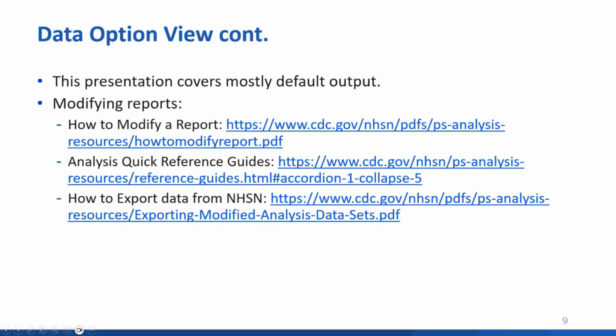So this presentation mostly covers default output, but there are resources that are available to help you modify the report for your use. There's a reference with general tips on how to modify a report. We also have many quick reference guides, which are available for each report type we have for the AR option. These are especially helpful to review for modifying and interpreting the AR option reports. There is also a reference for how to export data from NHSN that I've linked on this slide as well.